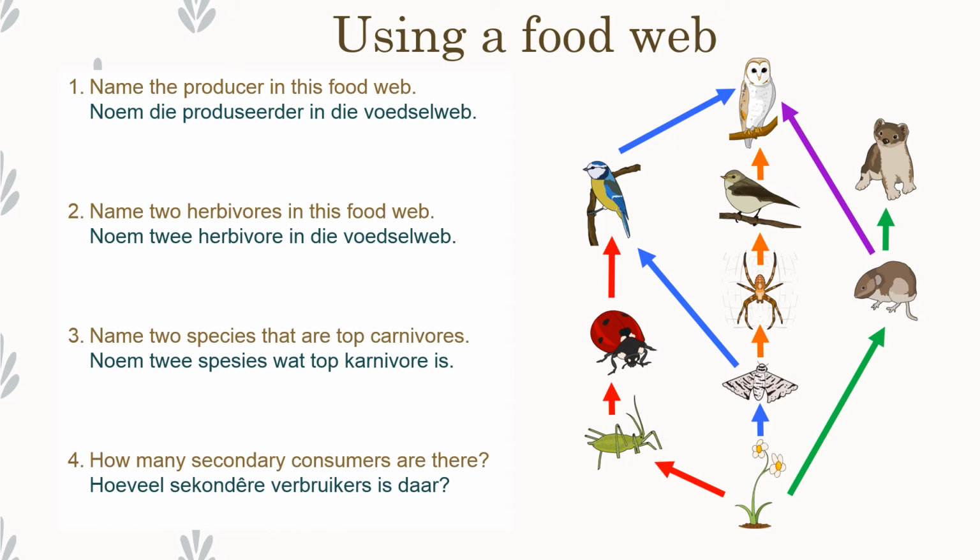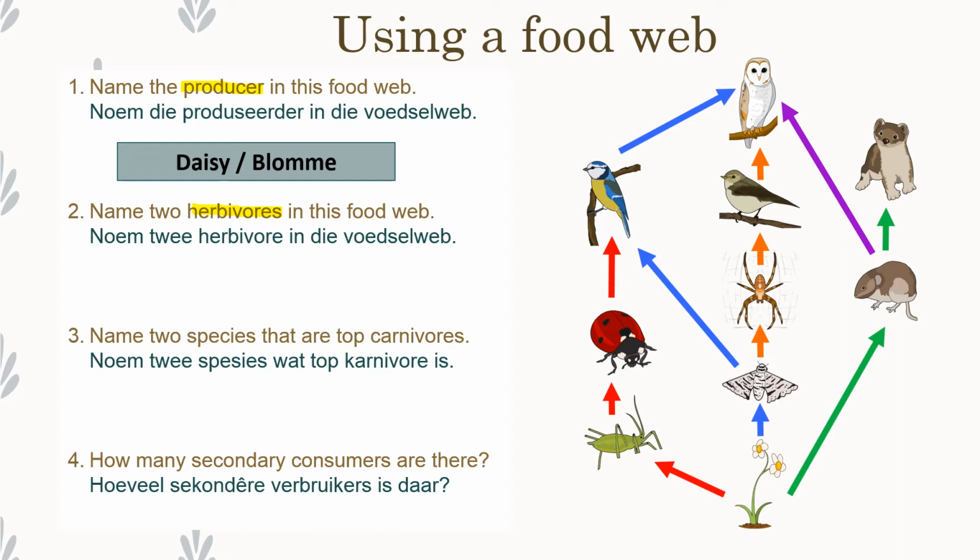Right, so girls, in an exam we can give you a food web. By looking at this food web on this slide, we can give you a few questions. So they can ask you to name the producer. The producer is always the plant, so the producer would be this daisy. Then name two herbivores. I'm sure you know what that word means, but a herbivore is an animal that only eats plants exclusively.